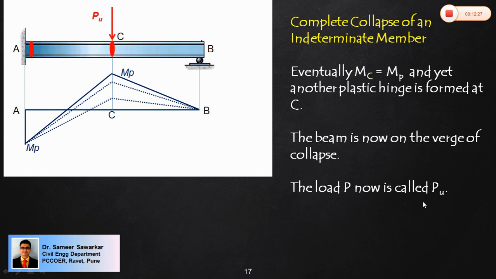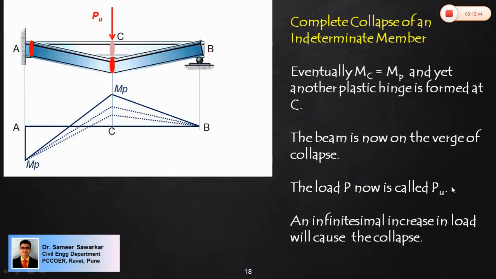Can you guess what will happen next? What will happen if I increase this load PU even by a very slight amount? You can imagine that there will be rotation here, rotation here, and rotation here, and so the beam will collapse, which is precisely what is being shown in the next diagram. See the collapse of our earlier propped cantilever. An infinitesimal increase in load will cause the collapse, and that collapse is again shown here.